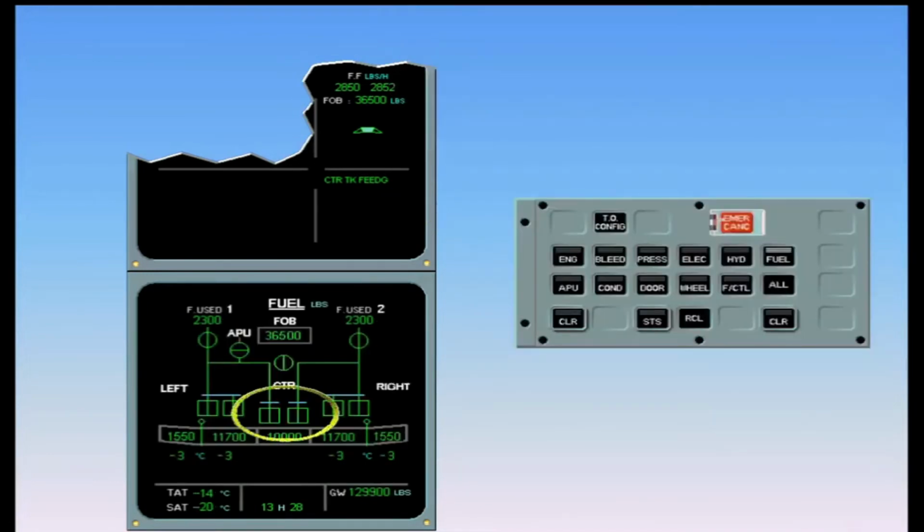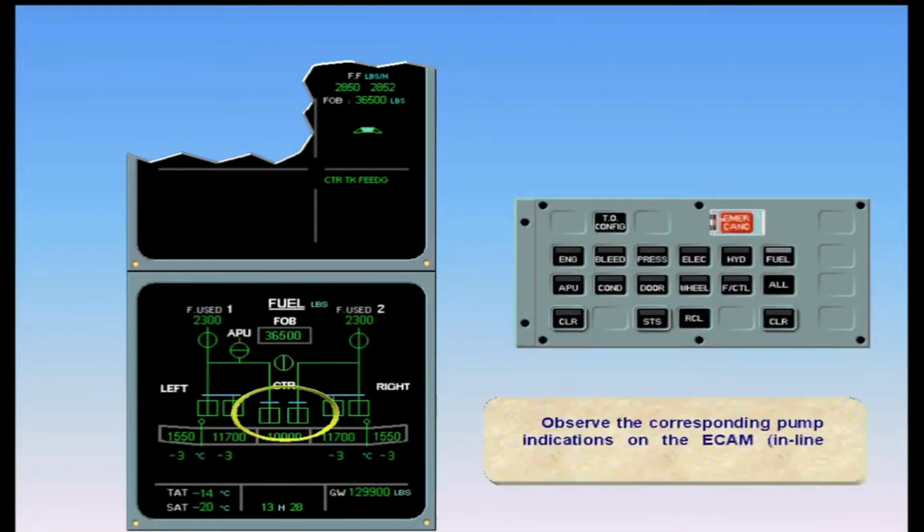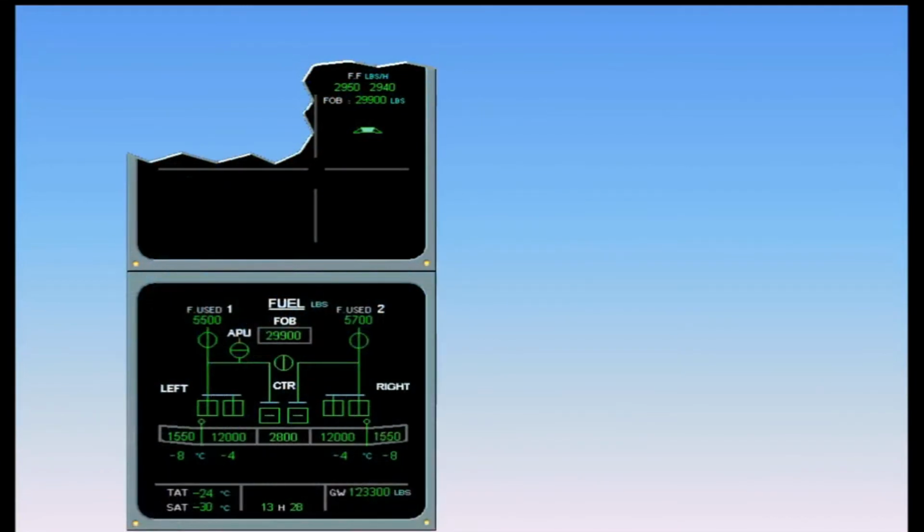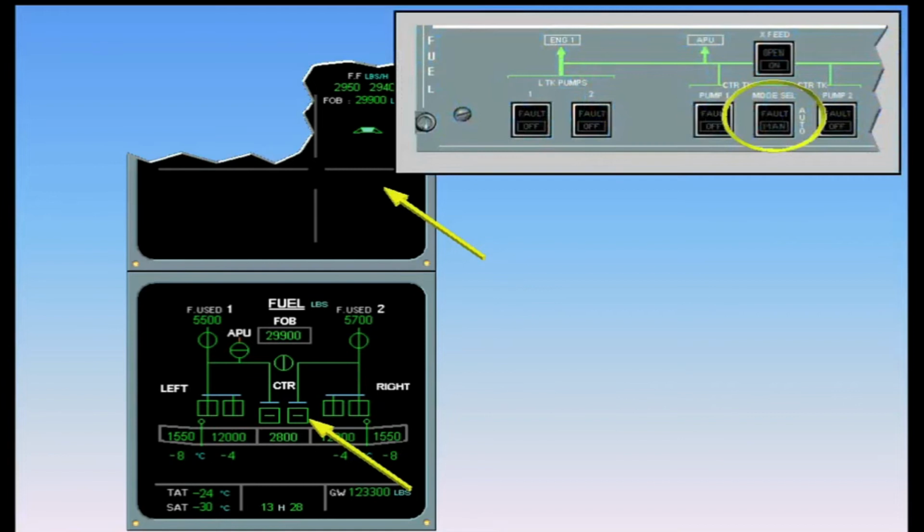Observe the corresponding pump indications on the ECAM, inline green. You are now in cruise. Notice the center tank feeding message has again disappeared, indicating that the center tank pumps have automatically shut off. However, the center tank is not empty, and an auto function has again occurred. To explain why, we must look at fuel recirculation.